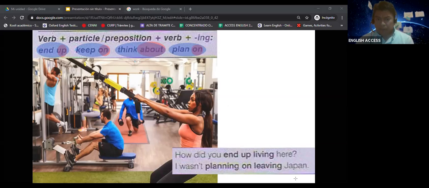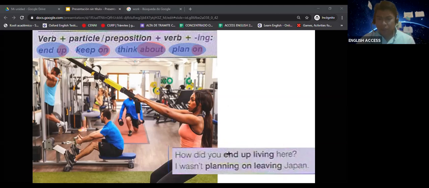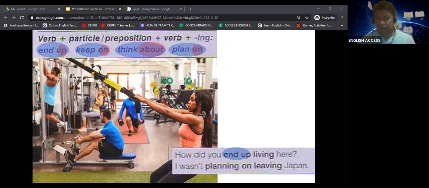Let's look at this example right here on the bottom. Do you see it? Lauren, can you read the example? How did you end up living here? Yes. End up is only one verb. We have the base form and the particle, and after that we have our second verb with ing. How did you end up living here?